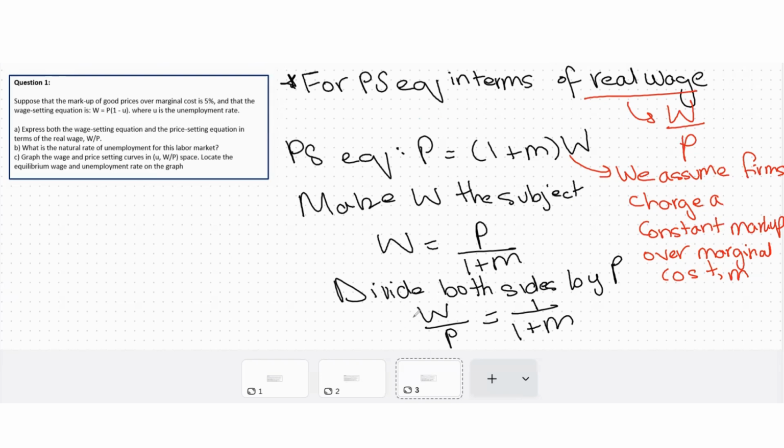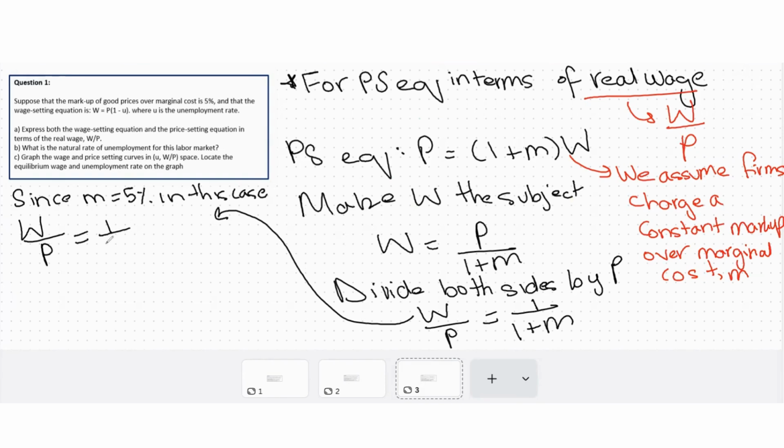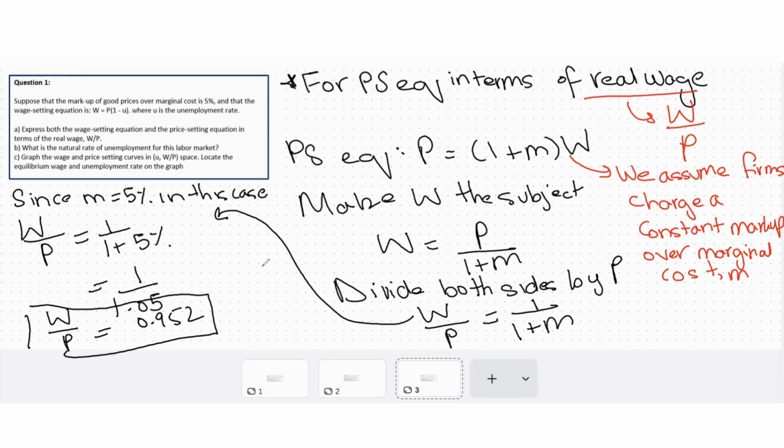Now this is, in general, the price setting equation. Since M is 5% in this case, we have W/P is equal to 1/(1 plus 5%), which is 1/1.05, which is equal to 0.952. So this is the price setting equation in terms of the real wage. Now that we have both the wage setting and the price setting equation in terms of the real wage, we can solve for part B, which asks us to find the natural rate of unemployment in this labor market.